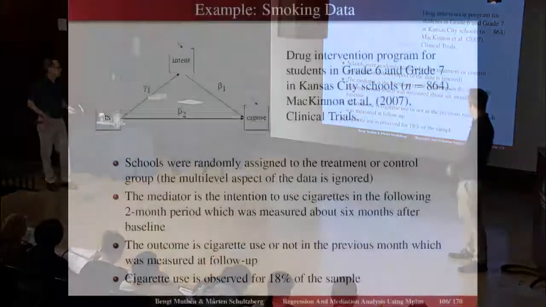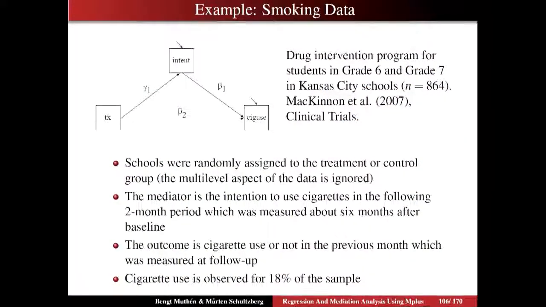My second question is for slide 106. It seems that it's a group randomization design. So you said the multi-level aspect of the data is ignored. For what condition can you ignore the multi-level aspect in moderated mediation analysis? You should never ignore the multi-level nature, but we can do it.